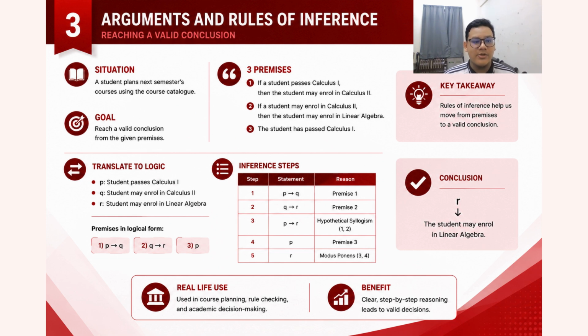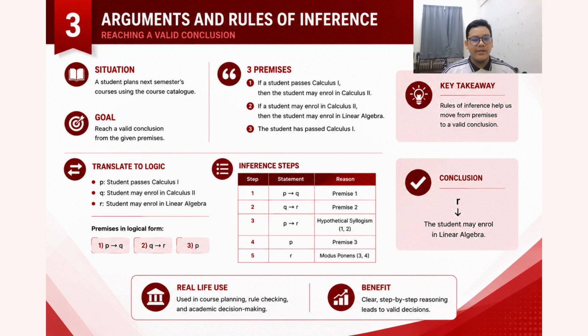To analyze this logically, we represent the statements using propositions. Let P represent the student passes Calculus 1, let Q represent the student may enroll in Calculus 2, and let R represent the student may enroll in Linear Algebra. The premises can then be written as P implies Q, Q implies R, and P.